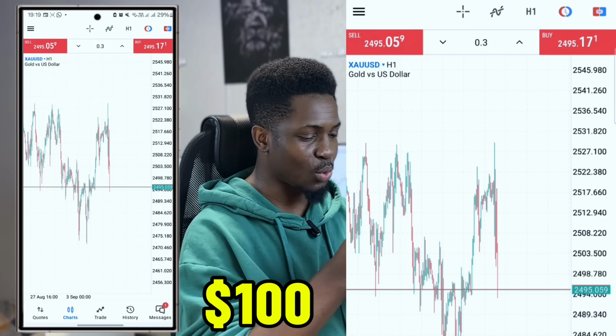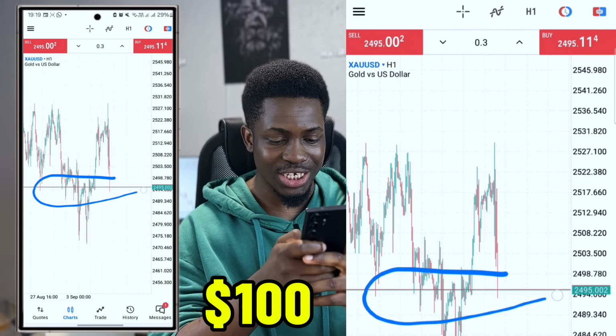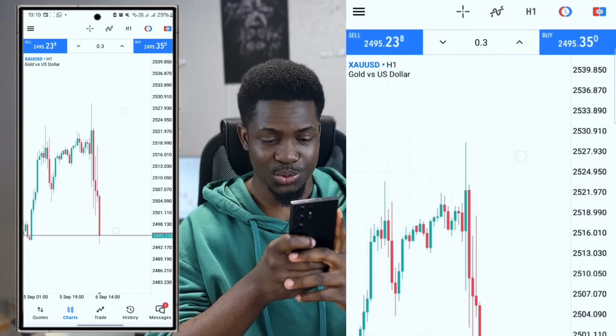And boom. All right. Now, all we'll be using today will be our mobile device. We're not using any PC at all today. So this is actually what we're having on our gold. And you can literally see the crazy resistance happening within this region.